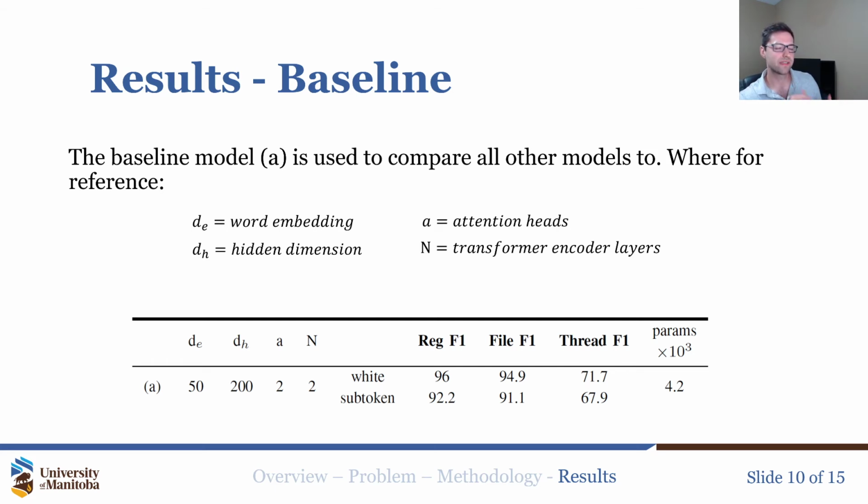So for our results of baseline, just as a summary, we took our corpus that we developed based on white spacing and subtokenizing. We developed a vector representation of those, and we fed them into the transformer architecture that I explained a few slides ago. There's a few hyperparameters that we're focused on, which are mostly the structure of the model.